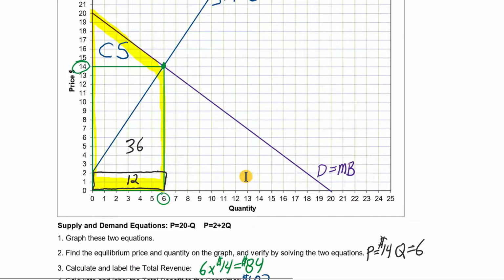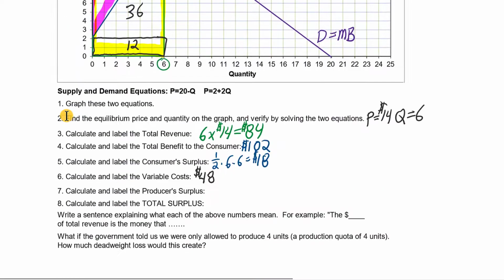Now, producer surplus is this triangle right here. It's the area above the supply curve but below the market price. And so that triangle is 1/2 times 6 is this leg of the triangle, and 12 is the other leg. Looks like it's going to be the same as this triangle right here, 36, right? 1/2 times 6 times 12, $36 in producer surplus.